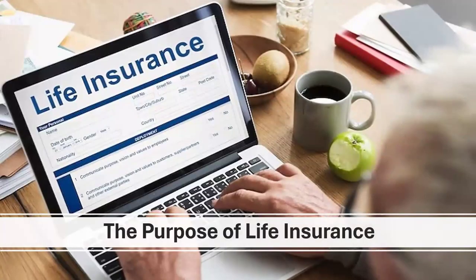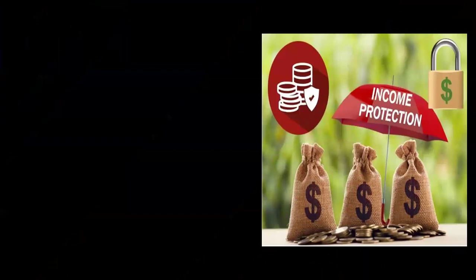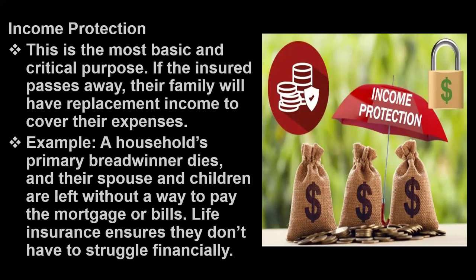We'll start with the purpose of life insurance. As you're out there speaking to people, we have a model that takes care of all 6 building blocks of the financial plan, plus the 7th milestone, which is financial education. The purpose of life insurance, first of all, is income protection. If somebody has income and other people in their inner circle are relying on it, what happens if that income leaves for a period of time? This is the most basic and critical purpose. If the insured passes away, their family will have replacement income to cover their expenses.